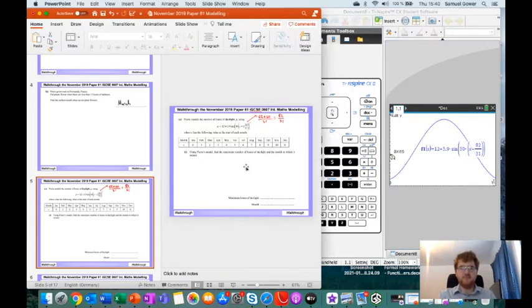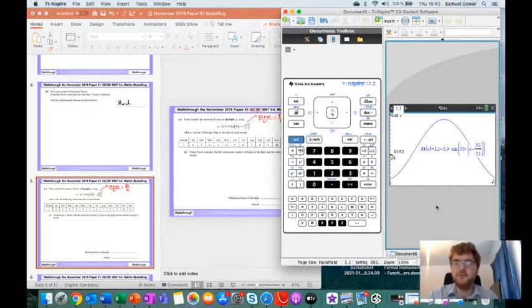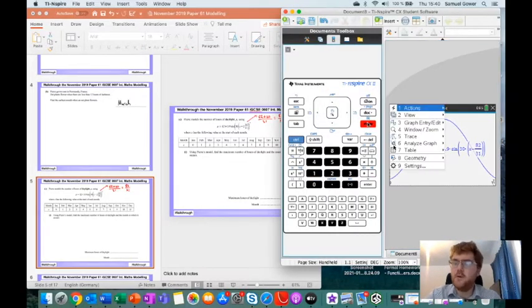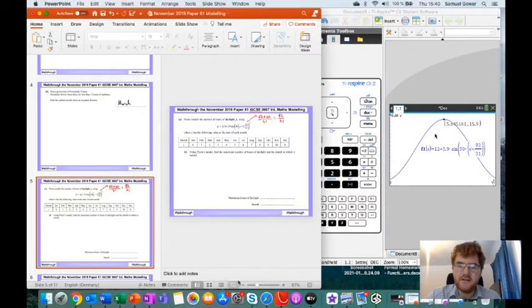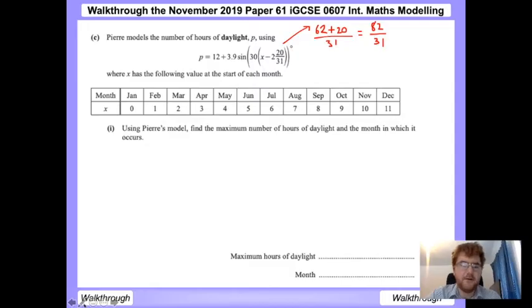Now, from the model, we need to find the maximum number of hours of daylight and the month in which it occurs. So this is a function you need to know for your GDC. We go to Menu, we go to Analyze Graph, we go to Maximum. Now you see the maximum's up here somewhere. We need to tell the graph where to search between. So we click before the maximum point and we click after the maximum point. And you'll see we get the two values we need. So we write in for the maximum 15.9.